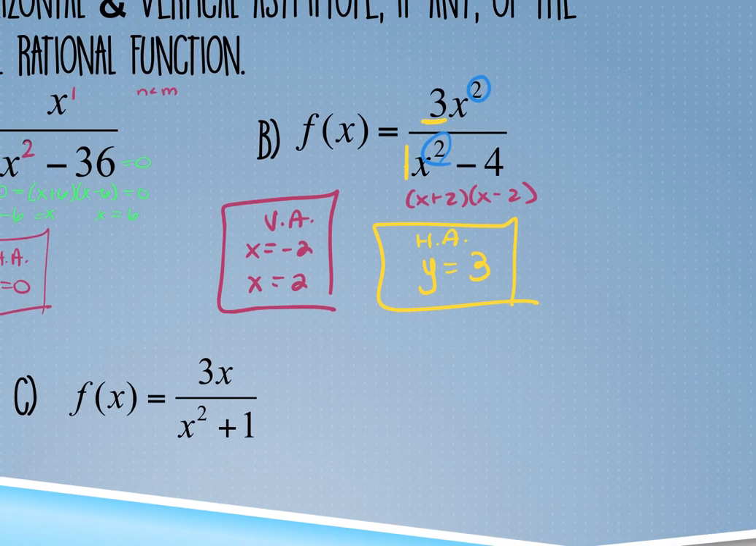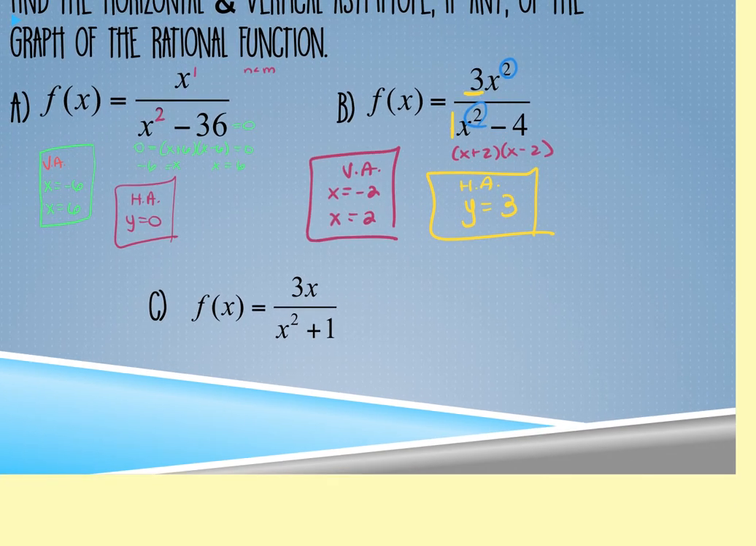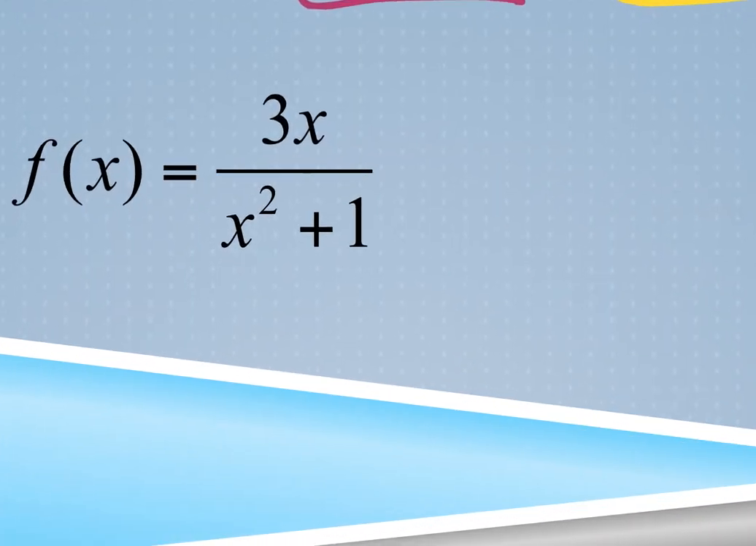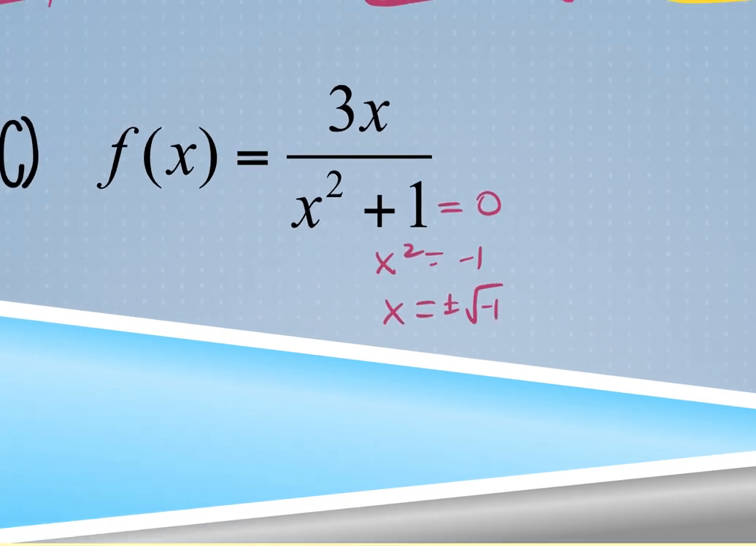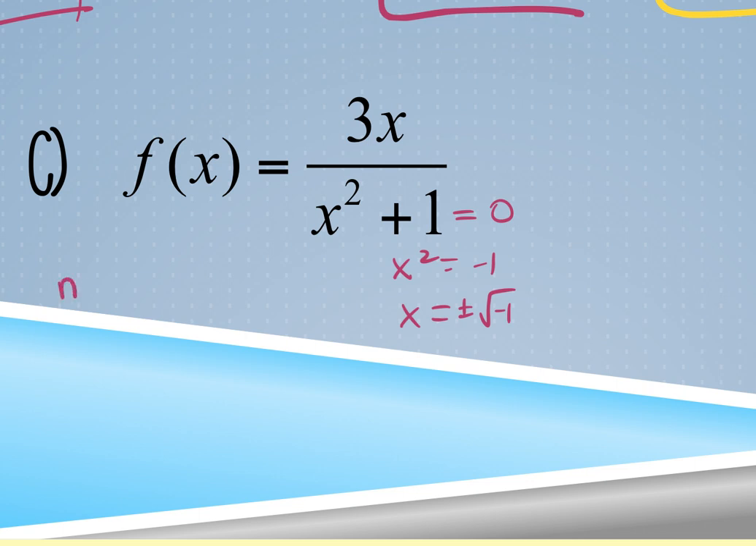Raise your hand if you got it right. Good. All right, C, denominator, if I set this equal to 0, first of all, I can't factor it. If I set that equal to 0, I end up with x squared equals negative 1, and I get x equals plus or minus the square root of negative 1. Is that a real number? No. So this means there is no vertical asymptotes. That's how that would happen.